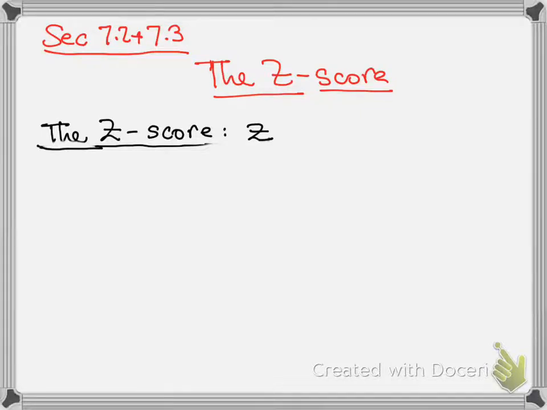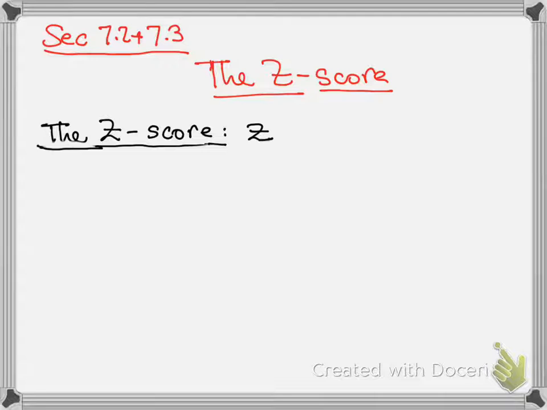So today I'm going to talk about the z-score. It's in sections 7.2 and 7.3. So what's a z-score? The z-score is the number of standard deviations away from the mean for a particular data value. Let me just write it down. The z-score is denoted by z.